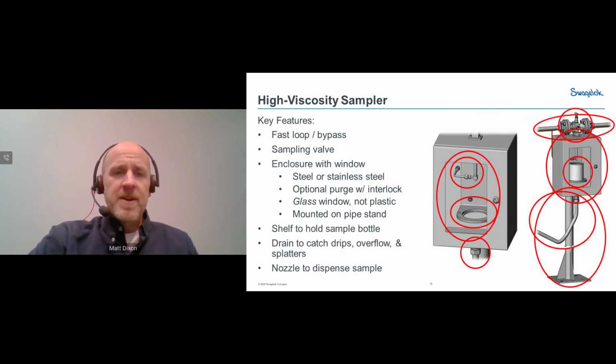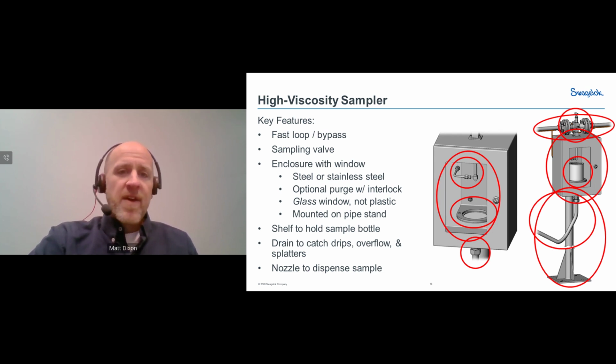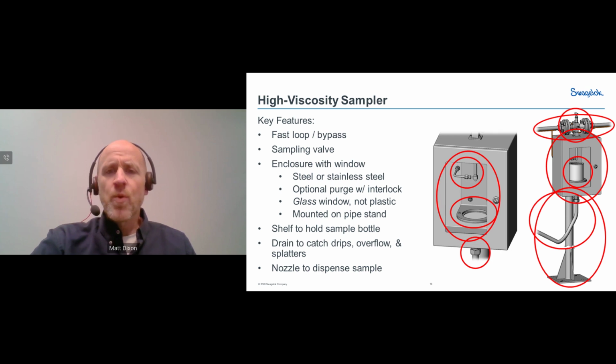All right, so let's take a look at one potential design of a high viscosity sampler, what that could potentially look like. So let's look at some of the key features. Typically, we are going to have that fast loop. So in this case, you've got just a pipe, typically like a 1-inch or maybe 3/4-inch pipe that goes from left to right or right to left, either across the top of an enclosure or sometimes through the top of an enclosure. But a pretty simple flow path for that fast loop.